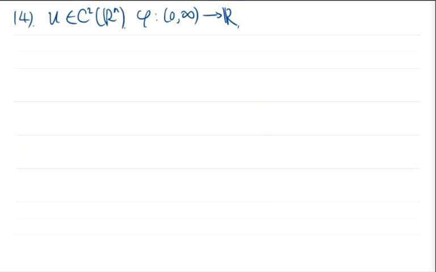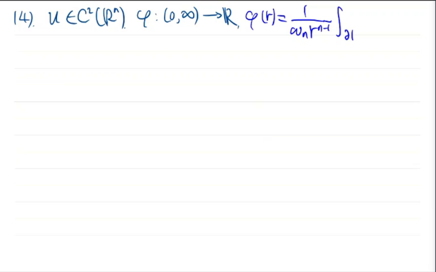Now we study the last question in the exercises for integral. Here, the 14. u is C2 in Rn, and phi is defined as follows. Phi of r is one over omega n, where omega n is the area of the n-dimensional unit sphere in Rn minus 1.